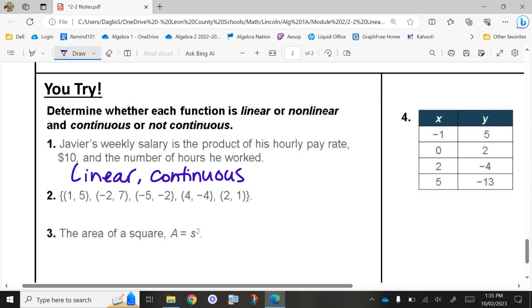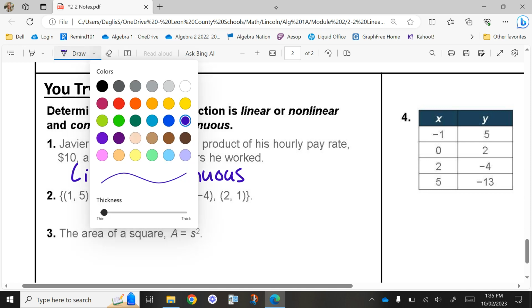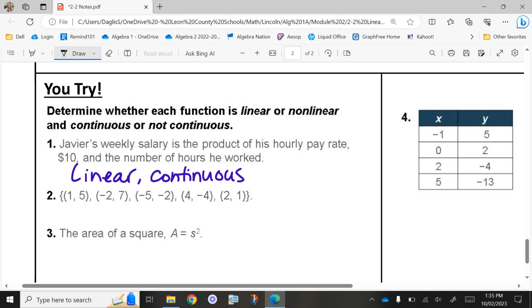All right, how about number 2? I have the points (1, 5), (-2, 7), (-5, -2), (4, -4), and (2, 1). You don't think so? Why not? Okay, but like, what if you plot them? What happens? Let's see. 1, 2, 3, 4, 5. So this is the first one, right? (1, 5). I'm just doing a little sketch. And then negative 2, backwards 2, up 7, 6, 7.